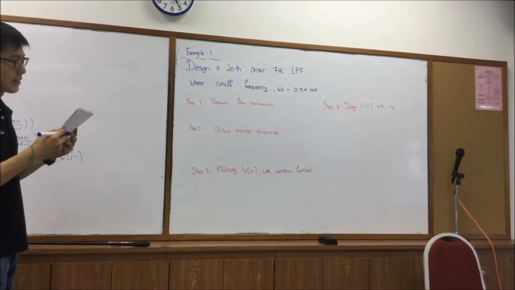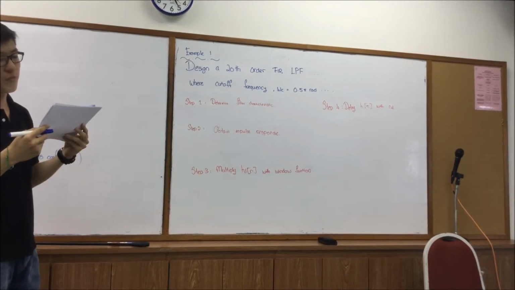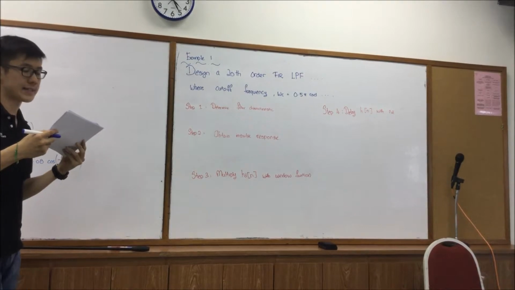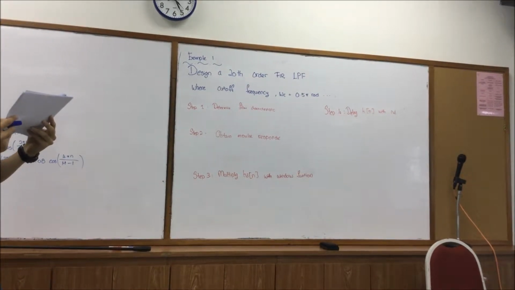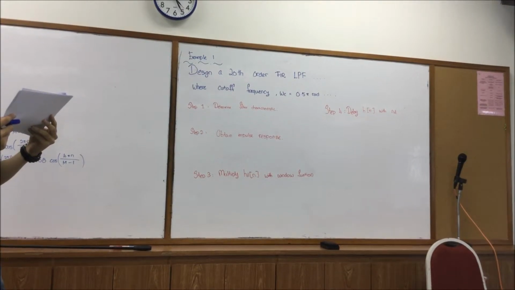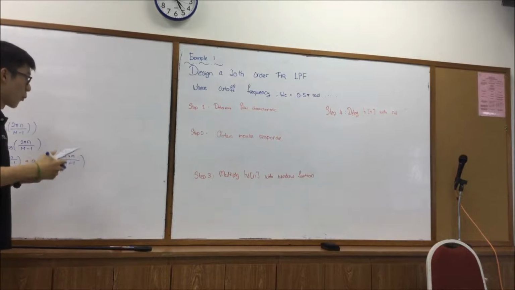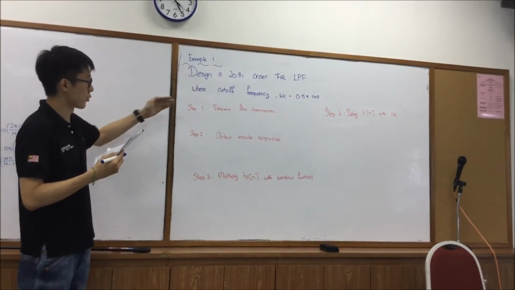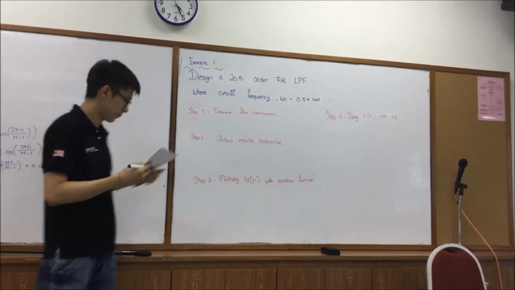Example 1. Design a 20-order FIR low-pass filter based on windowing technique, where the cutoff frequency of the filter is omega c equal to 0.5 pi radians. Design the filter based on rectangular, Hamming, and Blackman window. So, after reading through the question, we go to step 1. Step 1, determine filter characteristic.